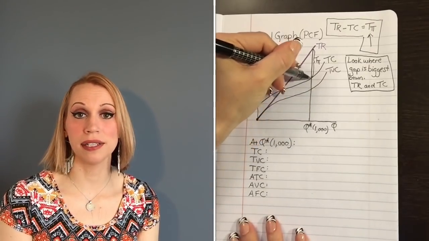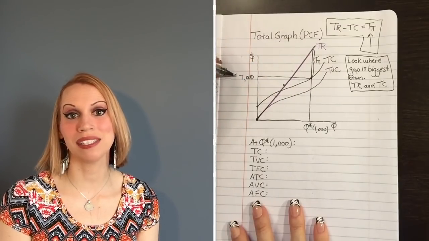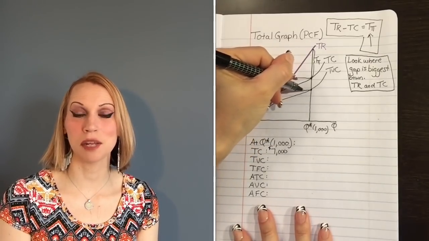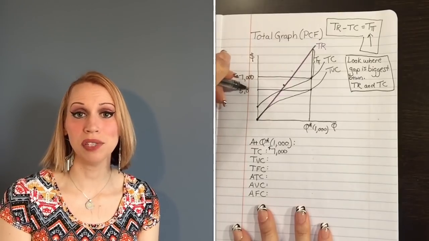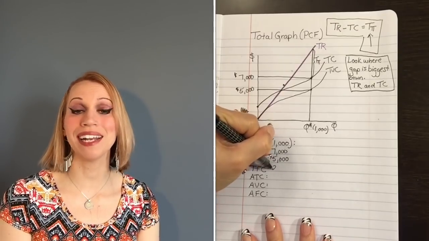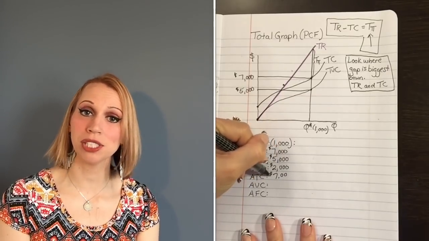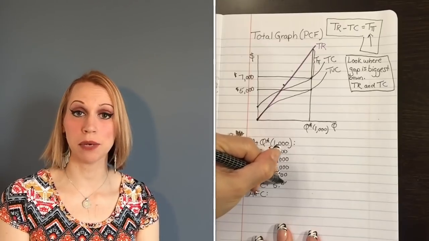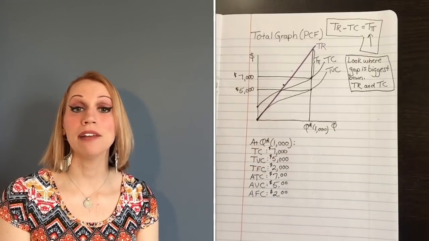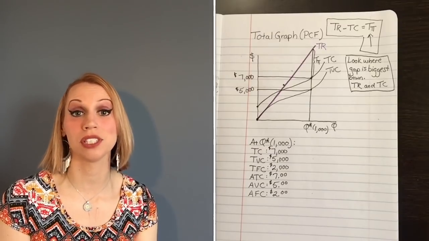Now, let's say that Q star is 1,000. First, let's find total cost. Let's say we go up to total cost and hit that, and that's going to be $7,000. Then we go and hit our total variable cost, and that's going to be $5,000. Next, we need to find our total fixed cost, and so that's going to be $2,000. So if we want to find ATC, we're going to do TC divided by Q. That's 7,000 divided by 1,000, which is $7. If we want to find AVC, we're going to do TVC divided by Q, which is 5,000 divided by 1,000, which is $5. And if we want to find AFC, then we're going to do TFC divided by Q, which is 2,000 divided by 1,000, which is going to be $2.